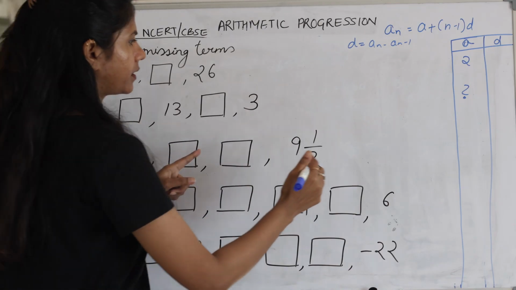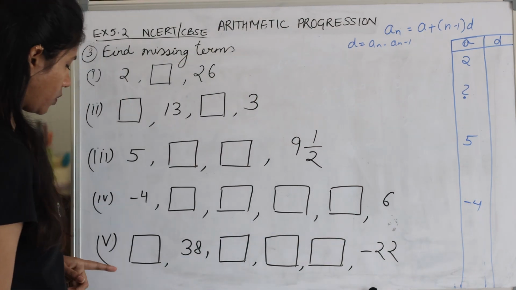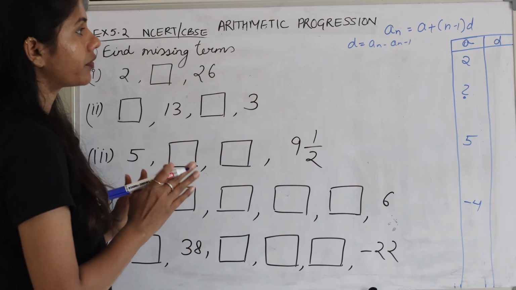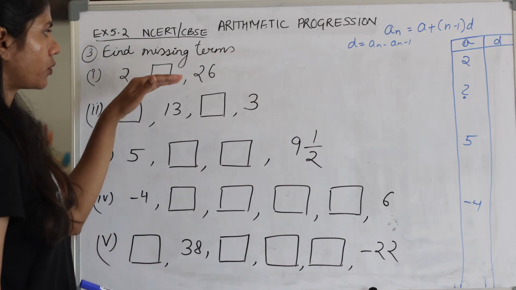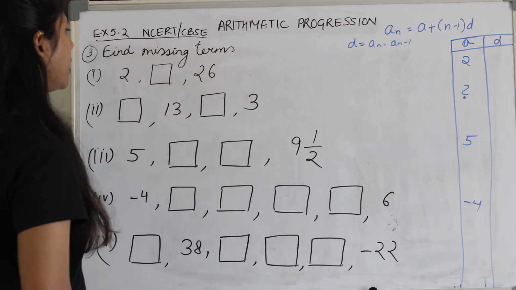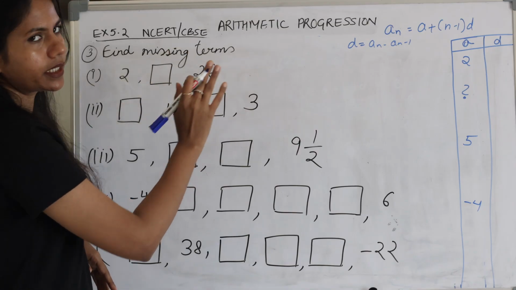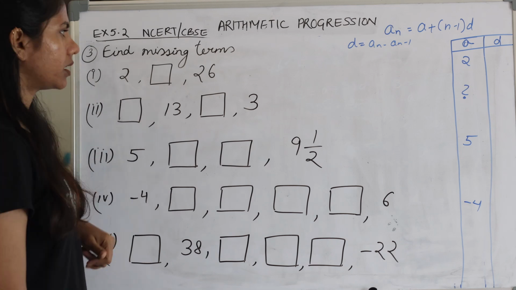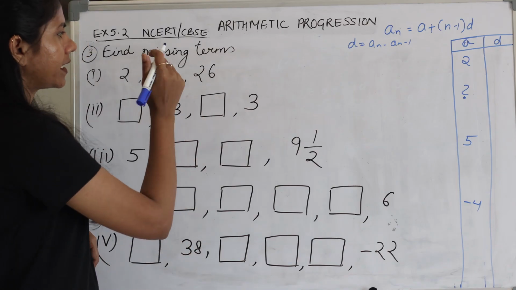Now the next one, what is a here? We have 5. Here, a is minus 4. Here, we don't have a. So now we will try to find d with the help of a and n. You see this is a1, a2, a3. Let's take any of the nth terms. I'd say avoid the a1 term, because in a1 we don't add the common difference, so it will be difficult to find d. So let's take this one.